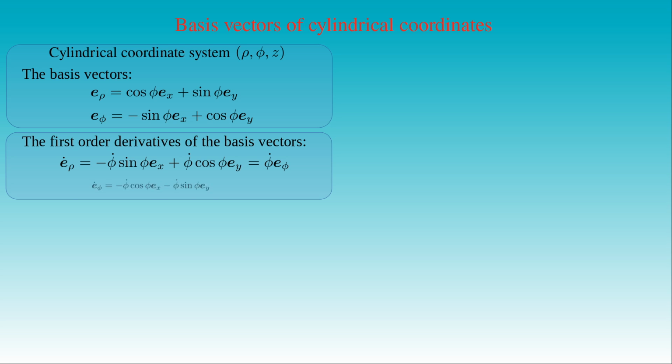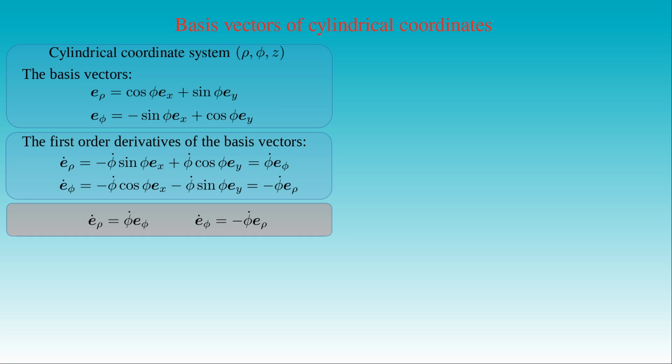Similarly, the x component of the derivative of the basis vector e phi is minus phi dot times cosine phi, and its y component is minus phi dot times sine phi. After factoring out the derivative of the azimuthal angle, the rest of the terms gives minus 1 times the basis vector e rho. Then the parametric derivative of the basis vector e phi is equal to the basis vector e rho multiplied by minus the parametric derivative of the azimuthal angle phi. This is an important result, which shows that the parametric derivatives of the basis vectors can be expressed in terms of the basis vectors themselves.